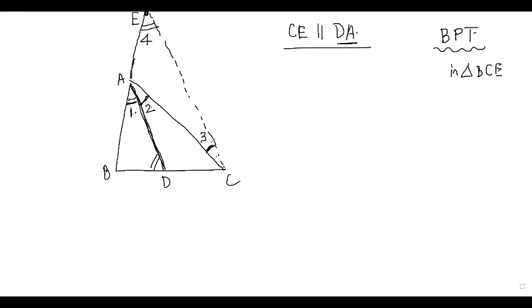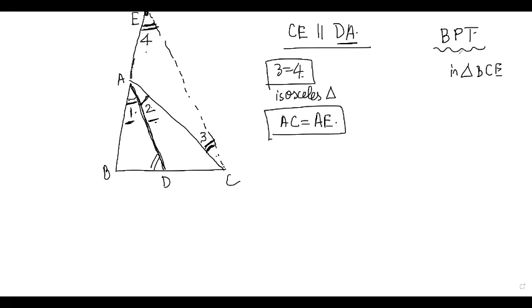Once you have that, you can show that AC is equal to AE. Why? Because you can prove that this is equal to this. Because 1 is equal to 2, 1 is equal to 4, and 2 is equal to 3. Therefore, 3 is equal to 4, right? And if 3 is equal to 4, you have an isosceles triangle. Therefore, AC will be equal to AE.